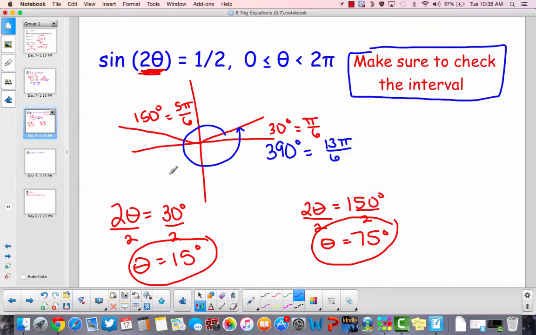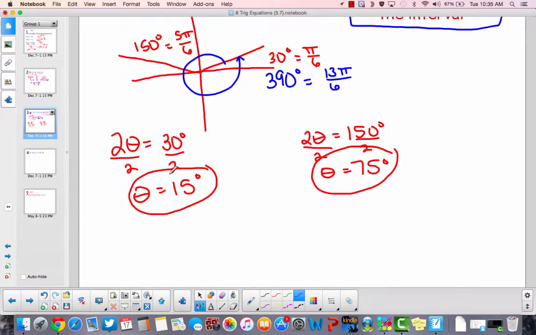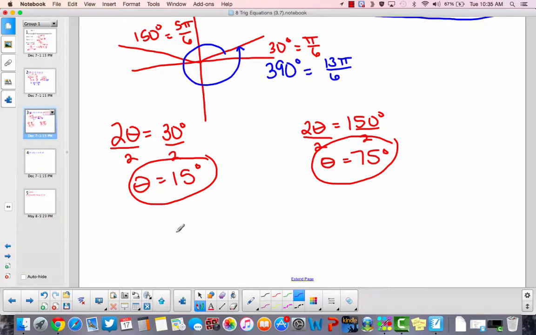Okay. Well, let's set this up. Let's check it and see. 2 theta would be 390 degrees. Solve that. Divide both sides by 2. And theta is, let's see, that would be 195 degrees, I believe.